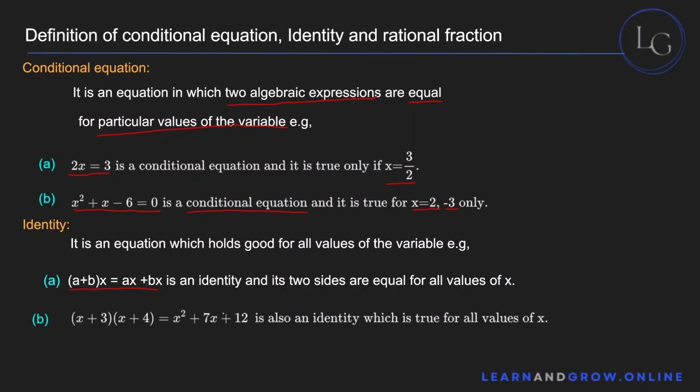Similarly, you have over here this equation. Once you multiply this bracket and this bracket, the components basically that are inside the brackets, once you multiply them, you get this quadratic equation. So basically the left hand side and the right hand side will be true for all values of x. They will be equal for all values of x. So this is also an identity.